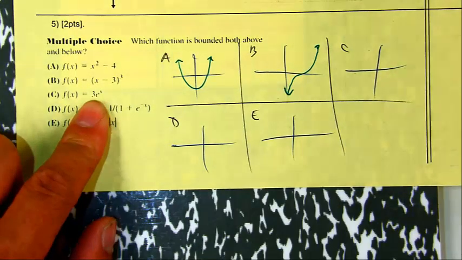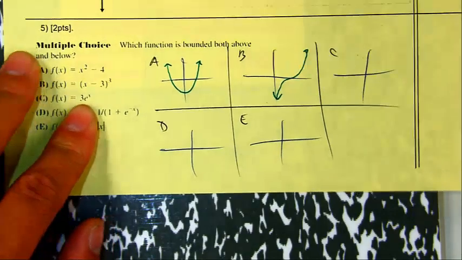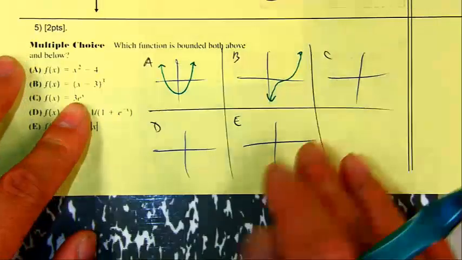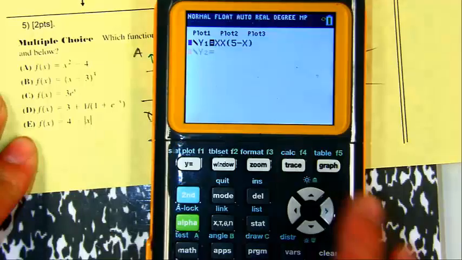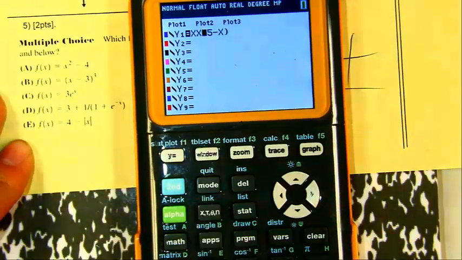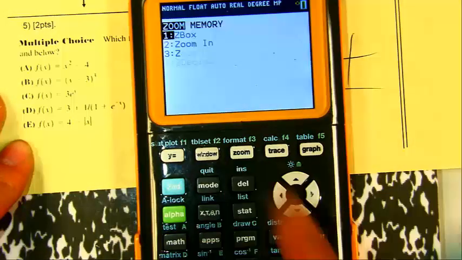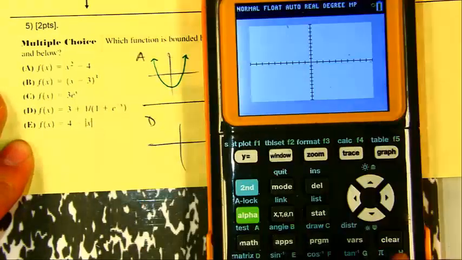There you have an exponential. So go ahead and punch those in. You can actually see the graphs. Just to double check, x squared minus 4, zoom 6. There's my graph.